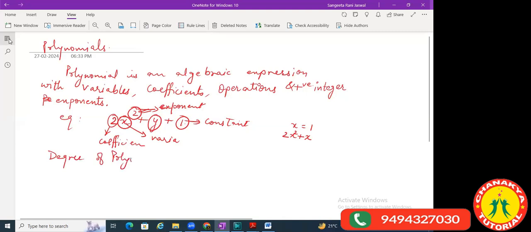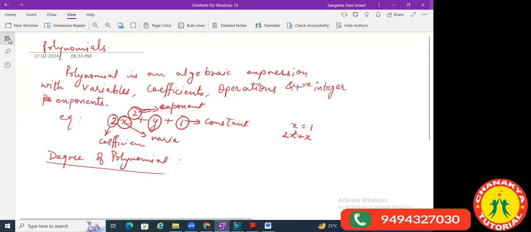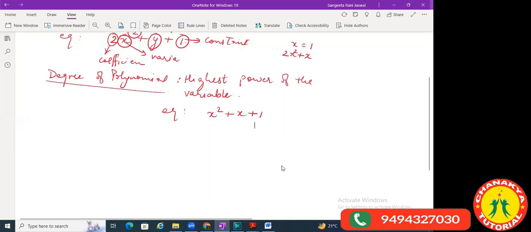Anyone knows what is degree of a polynomial? Ma'am, highest power of a term. Yes. The highest power of a variable is called the degree of the polynomial. So we can write down: highest power of the variable. For example, I'll show you here. Now suppose you have some equation x squared plus x plus 1. Suppose you have this equation. Now in this case, which is the highest power?